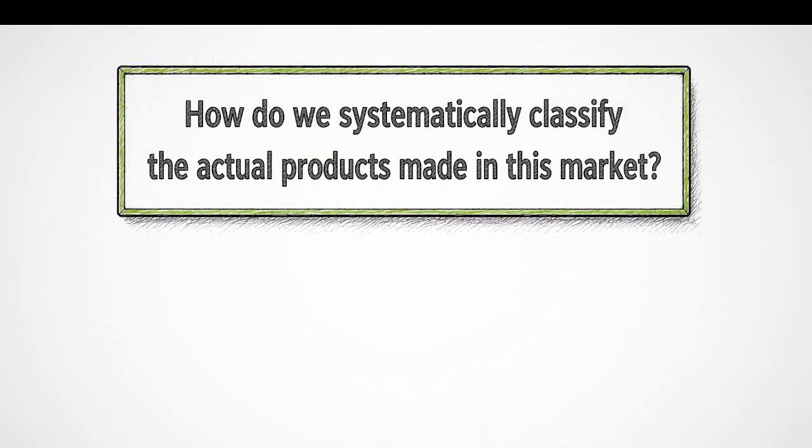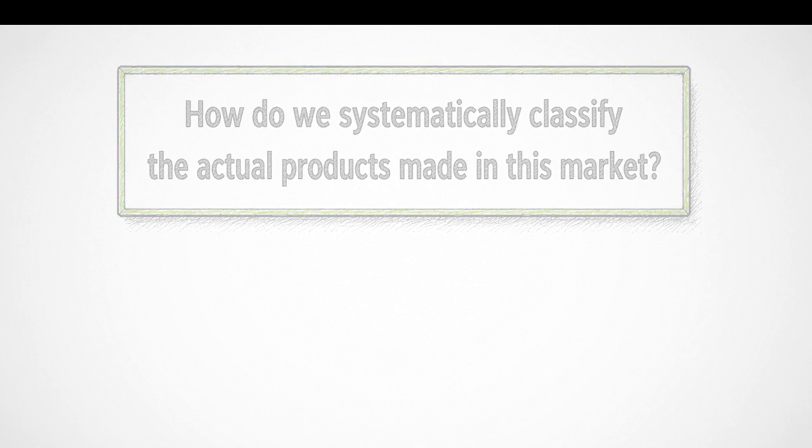How do we systematically classify the actual products made in this market? We can define them using a taxonomy matrix based on 2 critical design dimensions. The first is the design status, which can be fixed, customizable, or generative. The second is the product's dependency on complementary components that cannot be 3D printed. Crossing these axes yields 6 distinct product archetypes.